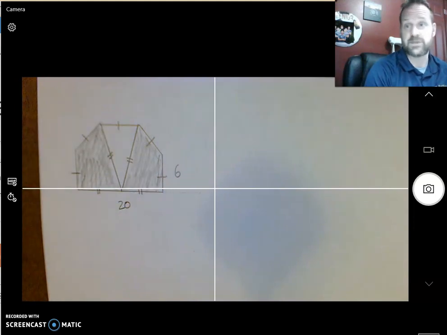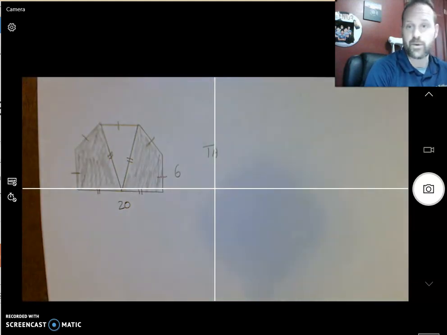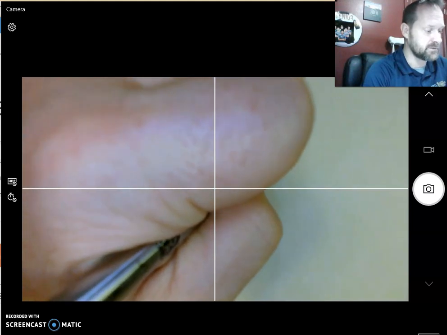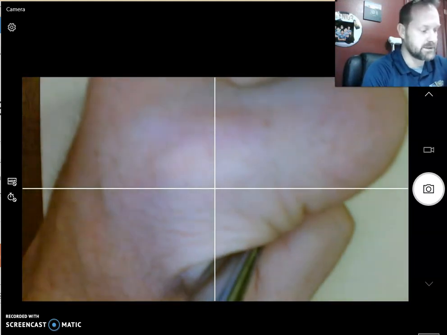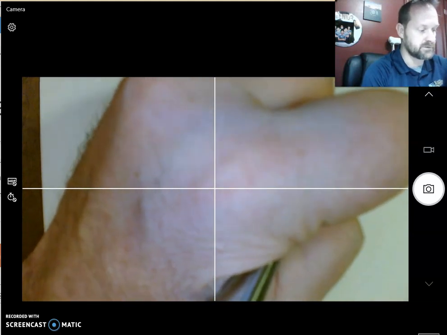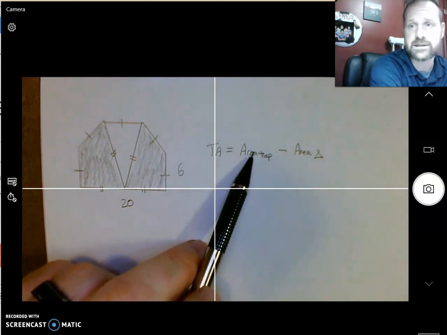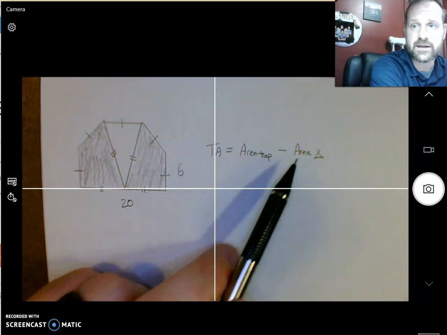So this is going to be typical from here on out. I'm going to write just TA, total area, is going to be area of trap minus area of triangle. Okay, so this is the general setup, and I want to see this in your work. This is super important, because if all else fails and you make a mistake here, I still got the work going on.